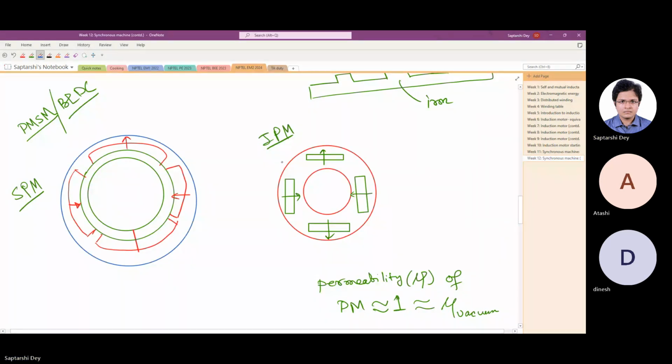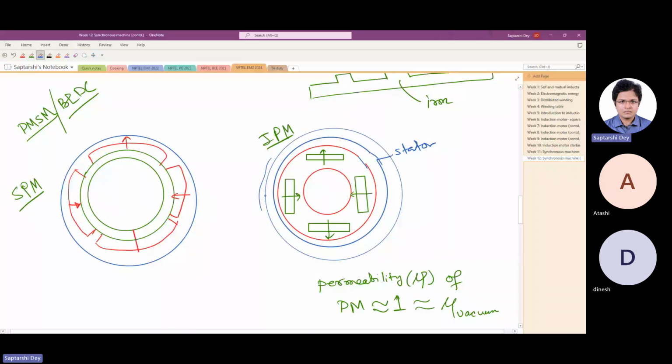On the other hand, here also above the rotor the stator is present. Now this may cause confusion. So this is the stator, not this. This outer blue color is the stator, and this is the rotor.